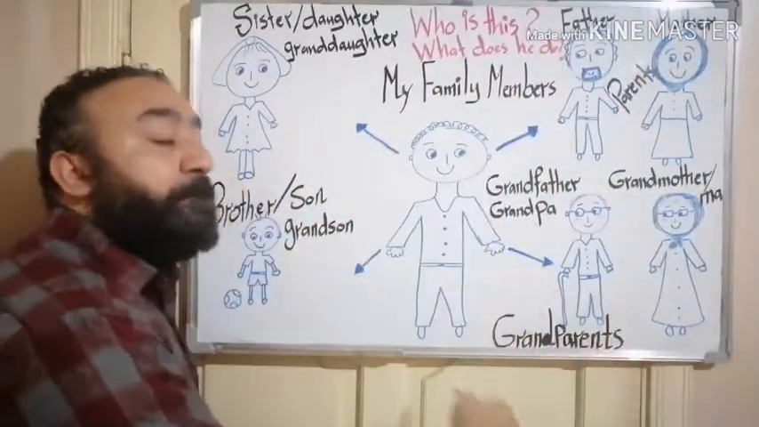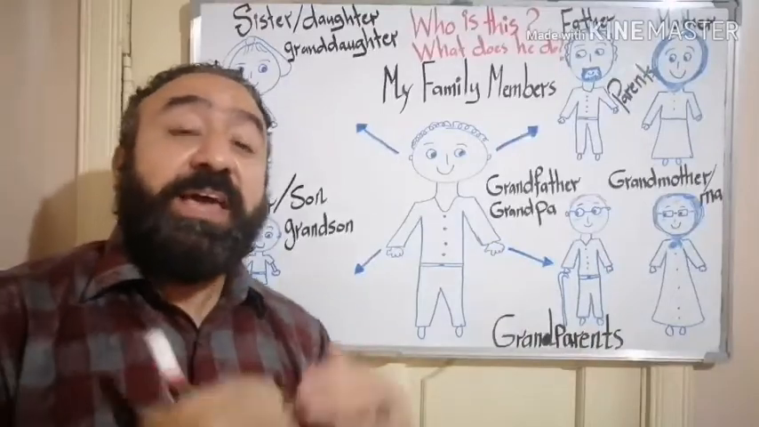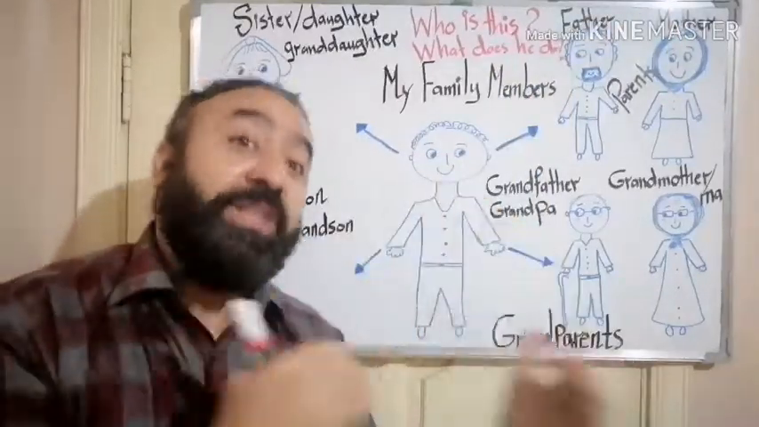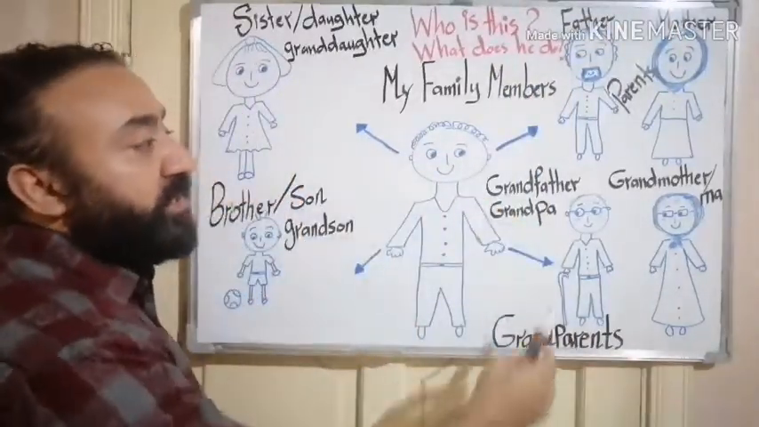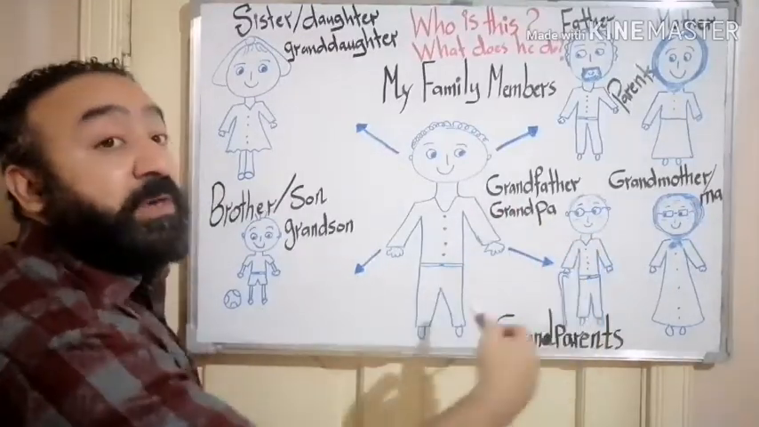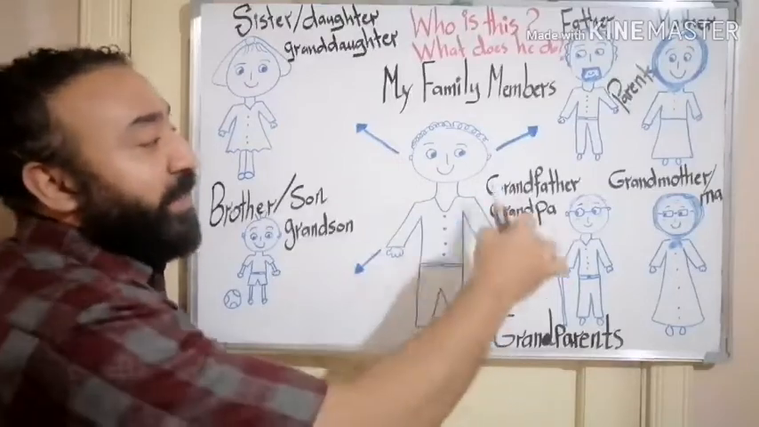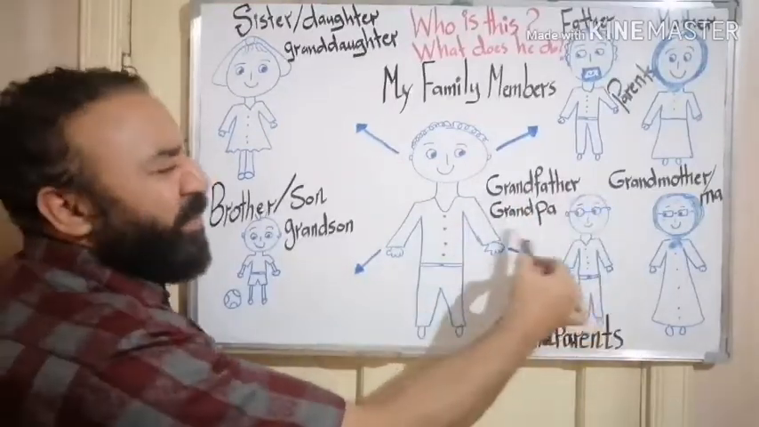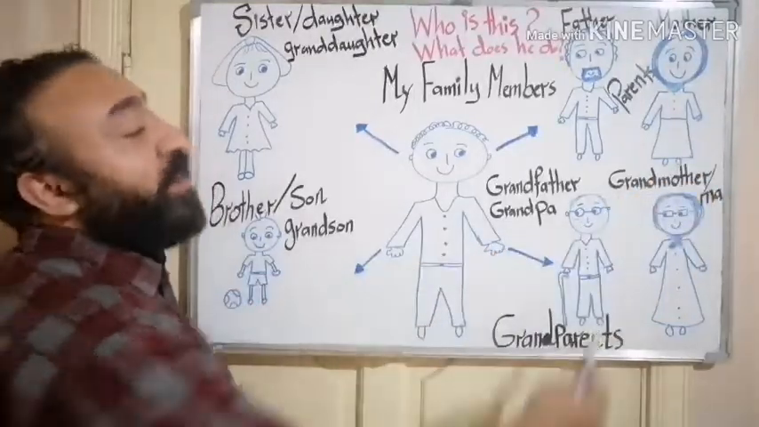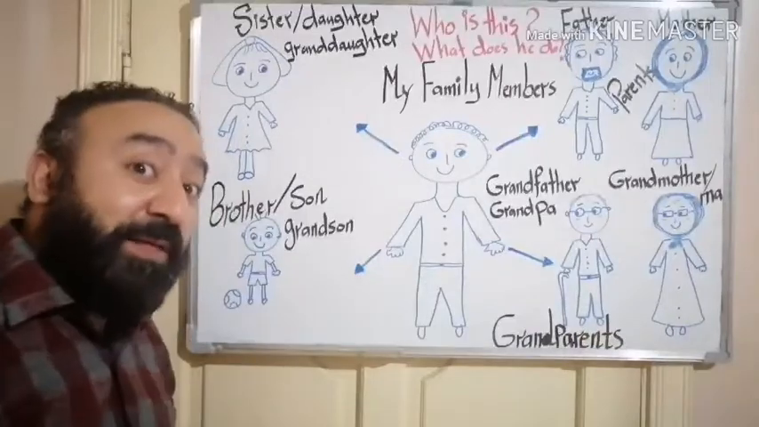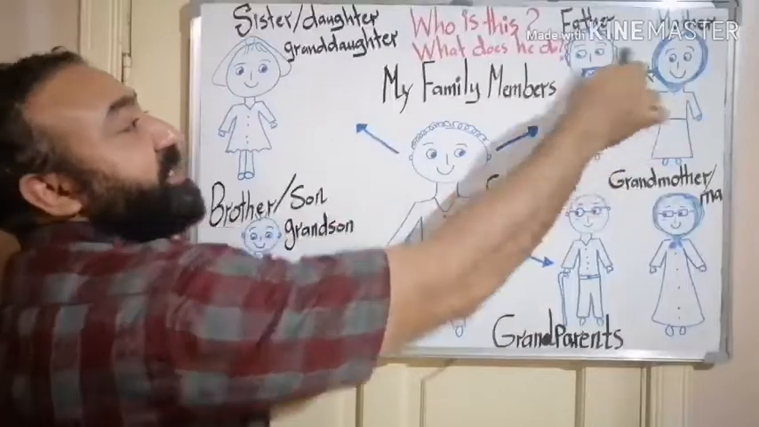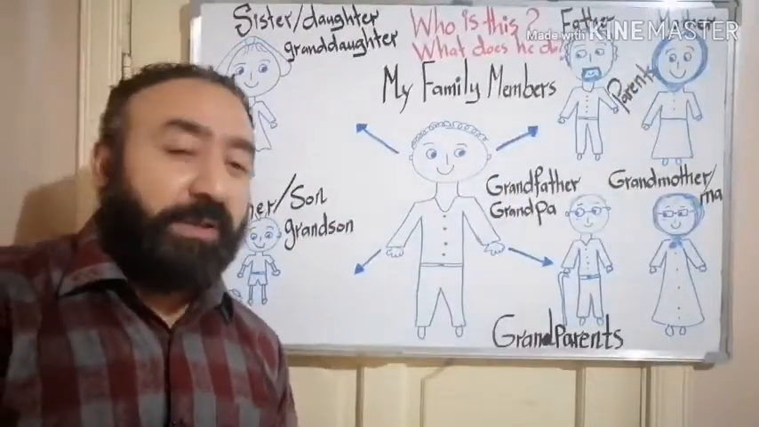Finally, we have the grandparents. The grandparents are the mom and dad of the parents, of your father and your mother. The grandparents, you can say, who is this? This is my grandfather. And sometimes you can call him grandpa. Grandpa is more informal. Who is that? That's my grandmother or that's my grandma. Who is that? That's my father. Who is this? This is my mom or my mother, okay?